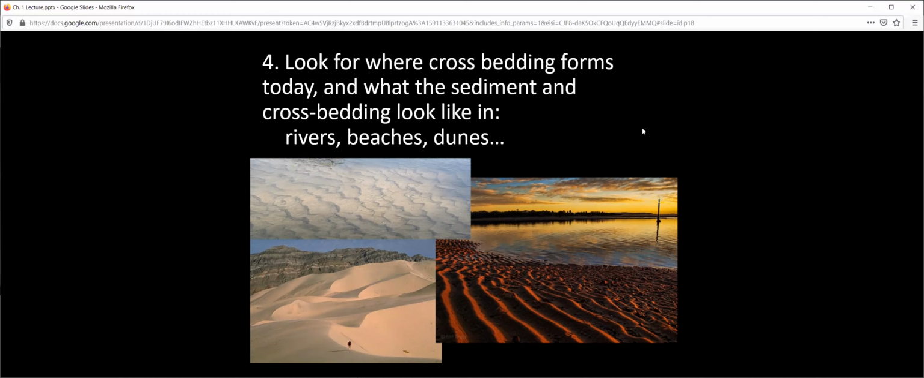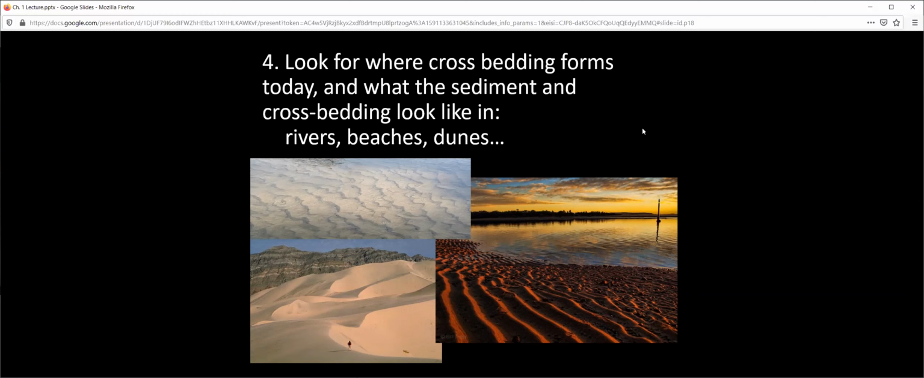So we can look at where cross beds form today, and perhaps that gives us a clue as to how that rock formed the way it formed, right? The present is the key to the past. The idea of uniformitarianism: the idea that the way geology is working today is the way it has been working, because we've never seen it not do that.